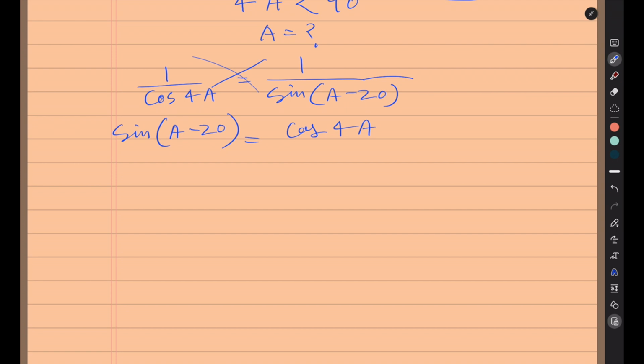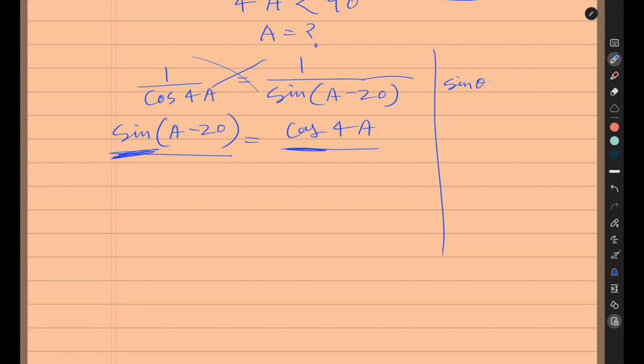Now, what do you think? What could be done to solve this problem? Here, this side it's sine and this side it's cos, and both of them are equal. It is given. The only thing we have changed is the form, otherwise it's given. But we cannot compare because this side is sine, this side is cos. Is there any way we can just make both sides sine or both sides cos? Can you think of it?